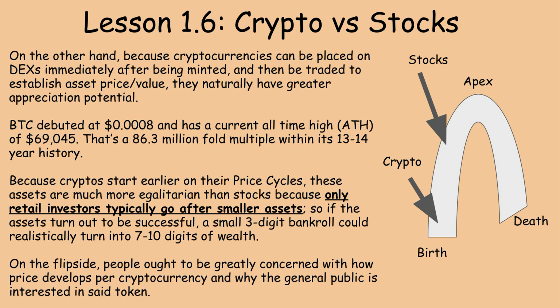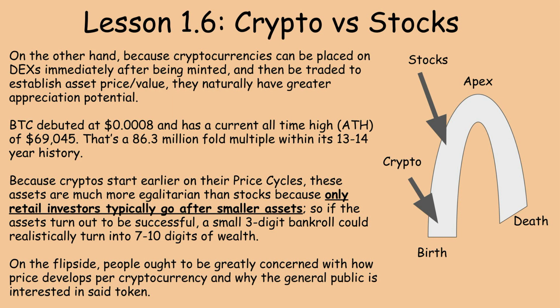Whereas with stocks, that's not really going to happen unless you just hit it big. And if you do hit it big, it's only going to happen one, two, three times, compared to cryptocurrency, where that could happen with pretty much any token, if the project is sound enough. Even so, on the flip side, people ought to be greatly concerned with how price develops per cryptocurrency, and why the general public is interested in said token.